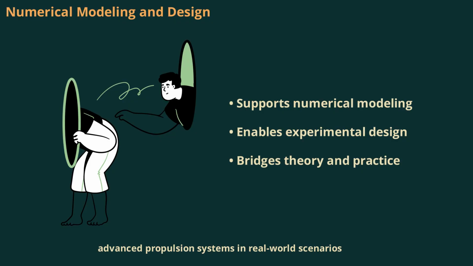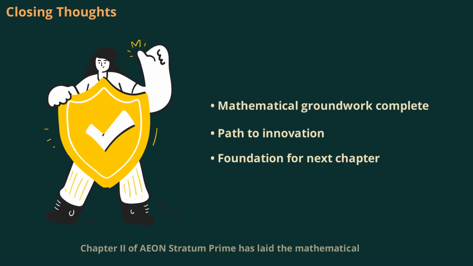in real-world scenarios. Chapter 2 of AEON STRATUM PRIME has laid the mathematical groundwork for a new era of propulsion and field manipulation. By combining operator formalism, tensor analysis, and rigorous conservation principles, the framework offers a path forward for both theoretical exploration and practical innovation. As we move into Chapter 3, the focus will shift to performance envelopes and field geometry, building on the solid foundation established here.